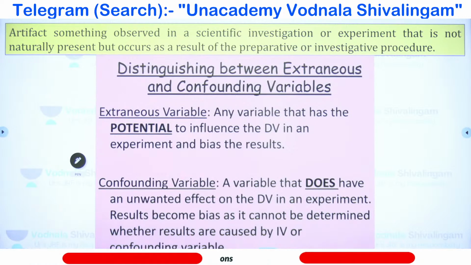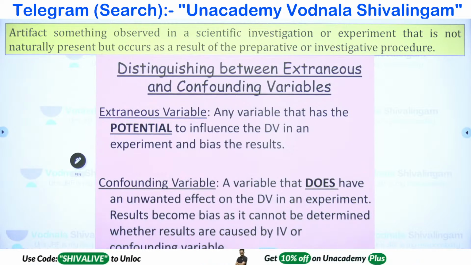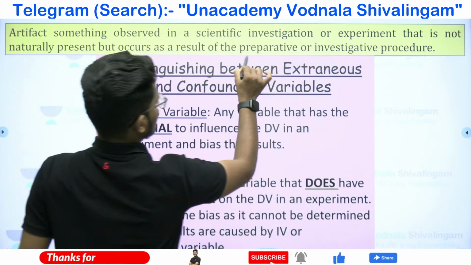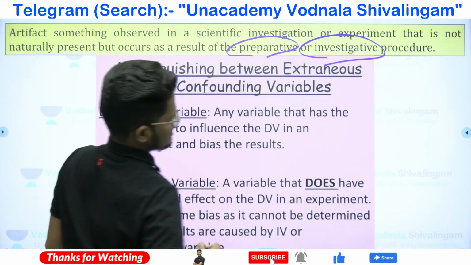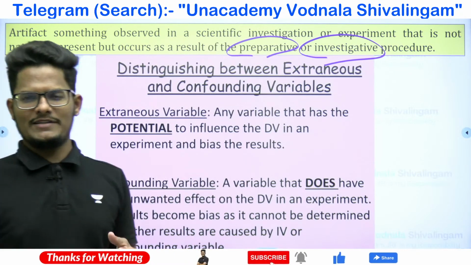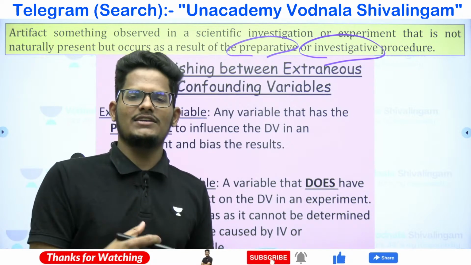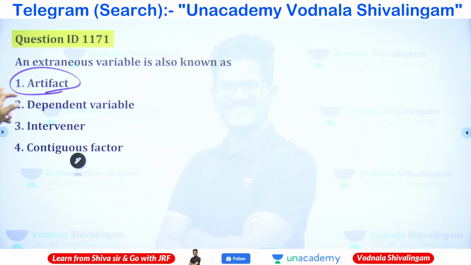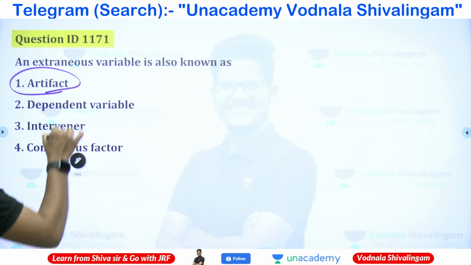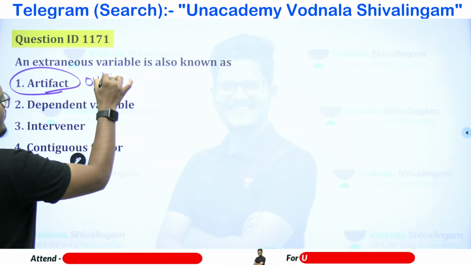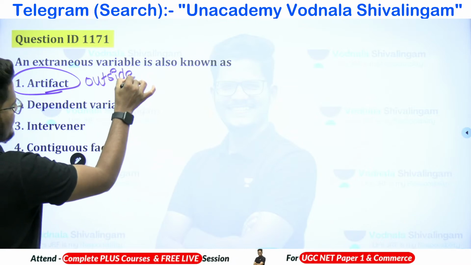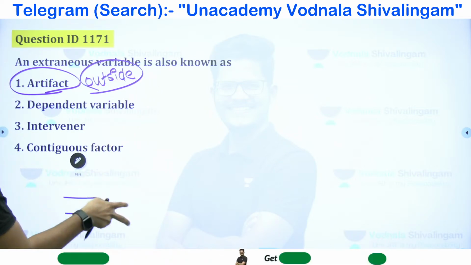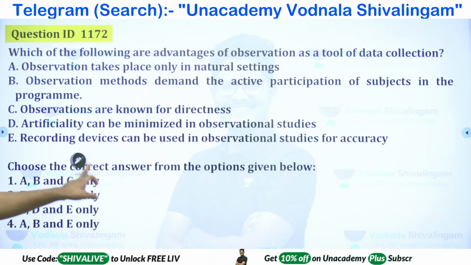An artifact is something observed in a scientific investigation or experiment that is not naturally present, but occurs as a result of the preparative or investigative procedure. It usually will not be present in the study, but as part of the investigation process these artifacts come and intervene in the study. So those are called artifacts, which are extraneous variables from outside the study, not naturally present, but included externally by the process of investigation.